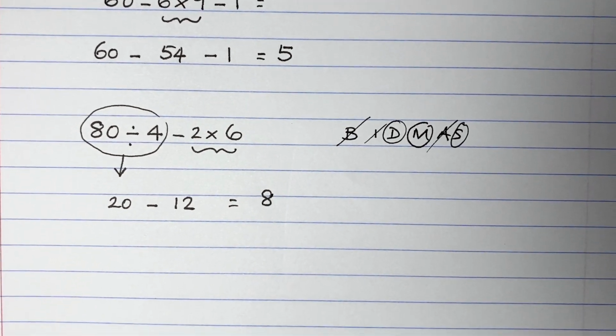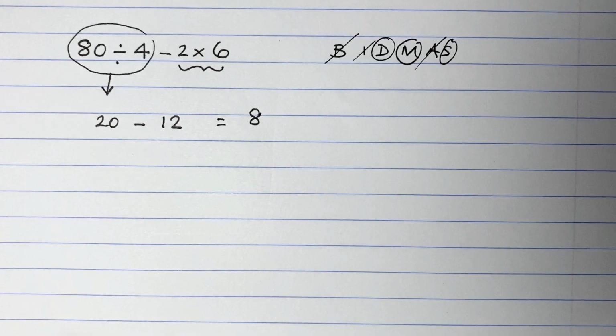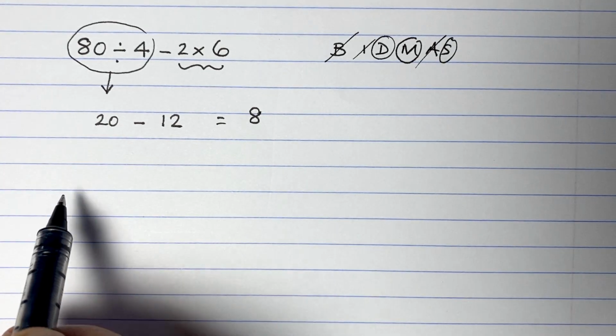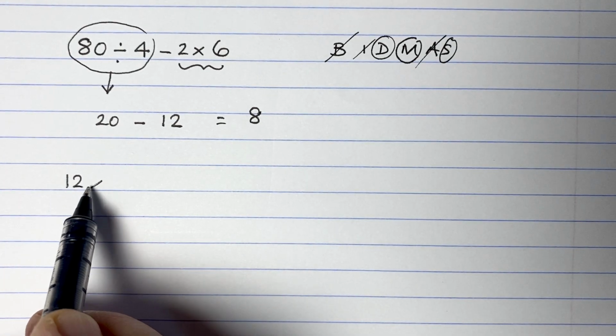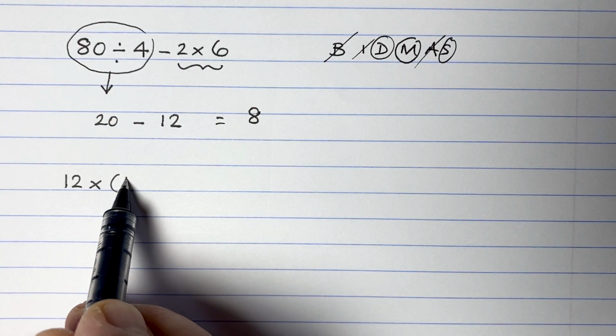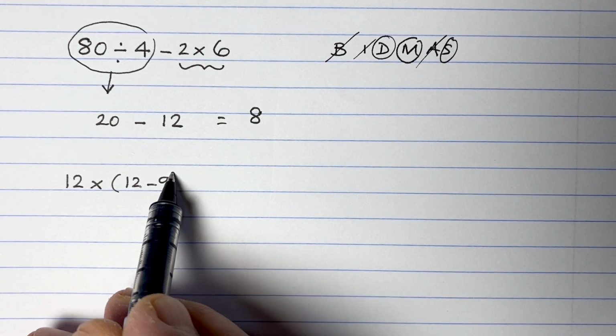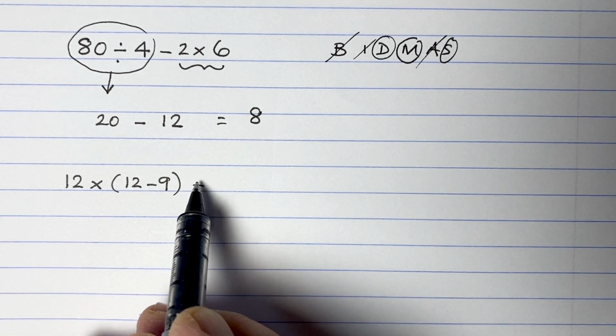Now let's go and introduce some brackets. Say I've got 12 times 12 minus 9 divided by 9.